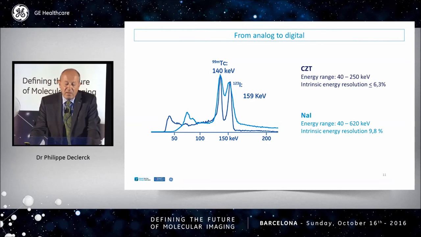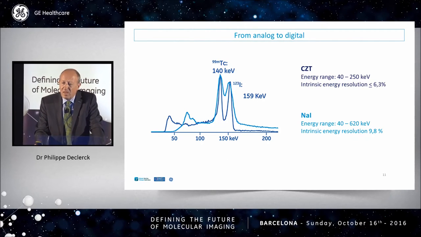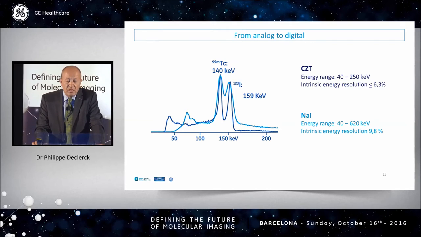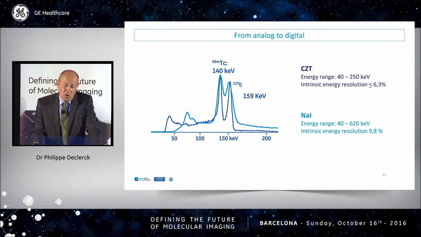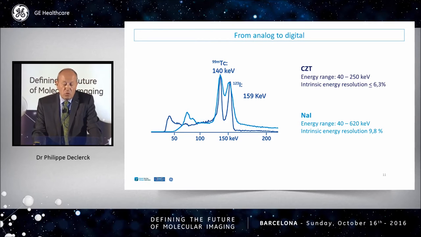And this slide is quite important. That is the energy resolution in between the NaI detector, the photomultiplier, and the digital detector. And what you see is the sharper energy resolution with the new technology, with the digital technology. That is very important because we can better differentiate, delineate different energies, and we have sharper images.